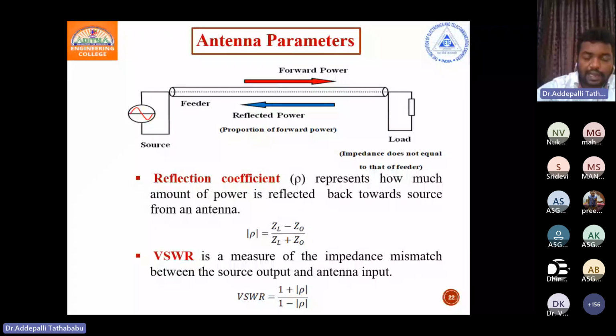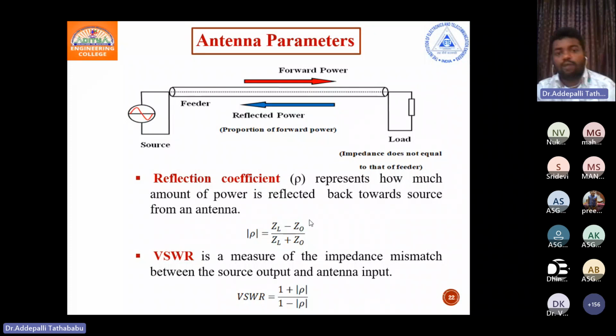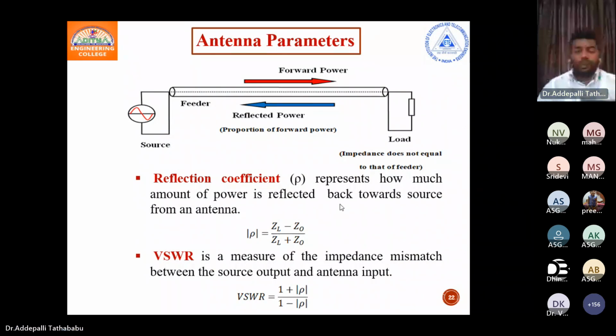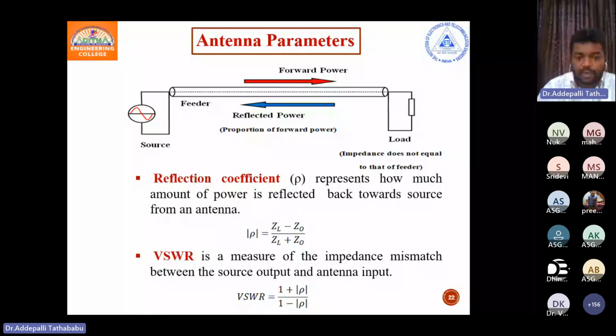So is the antenna perfectly working or not? Is it suitable for applications or not? The main key point of the antenna is that we have to define the reflection coefficient. It defines how much power is reflected back towards the source from the antenna. From the figure, you can see some source is there, forward power is there, reflected power is there, and a load is there with some load impedance ZL, and Z0 is the characteristic impedance. We can define it according to the equation. Now, I want to tell you about the reflection coefficient.